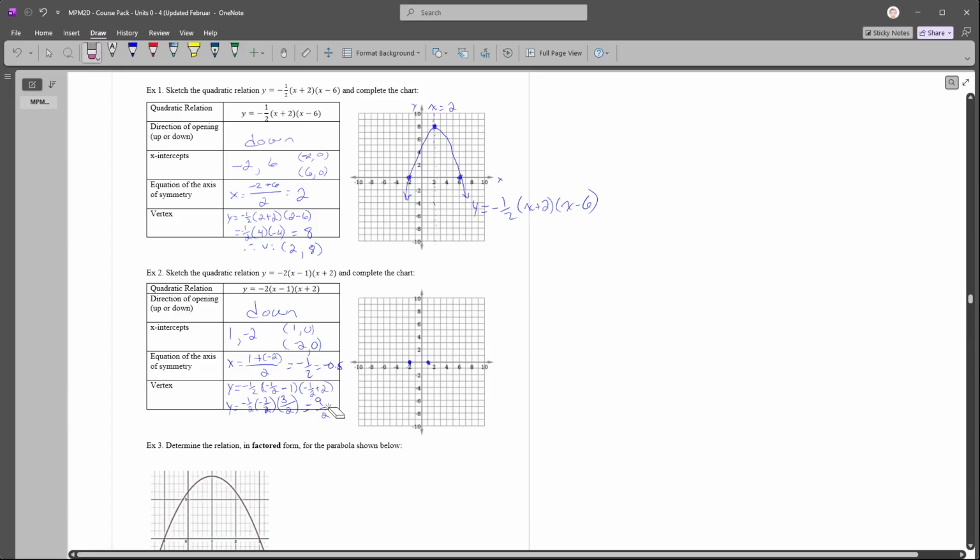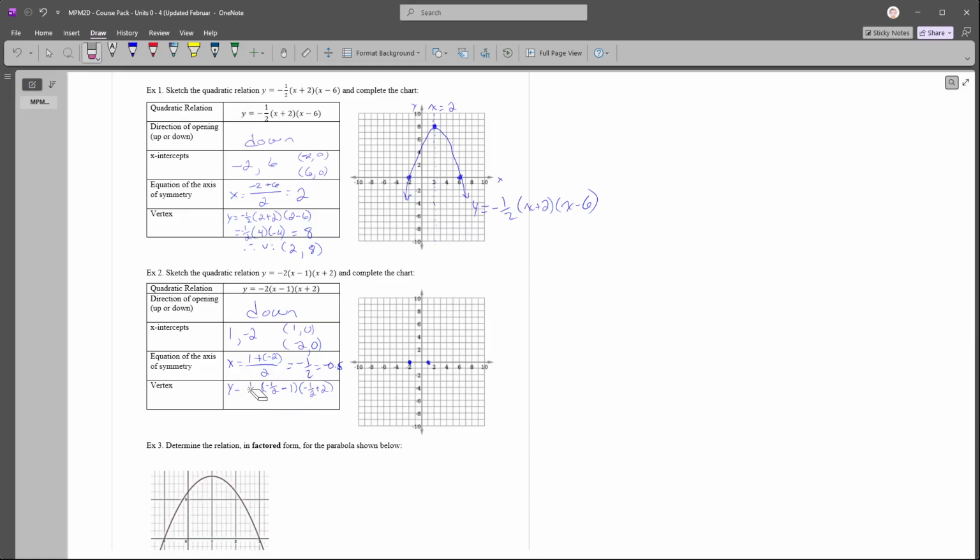I can see where the problem occurred. So we're going to erase this entire component here, and that's because of this guy right there. We put in the wrong a term. By we, I mean me. The a term should be negative 2.